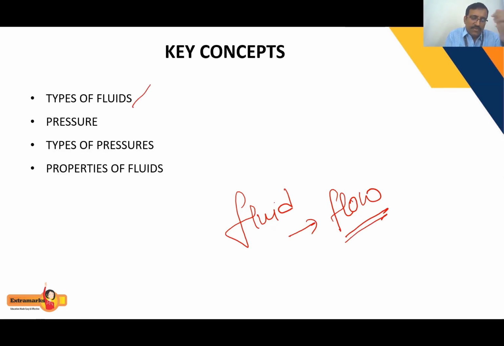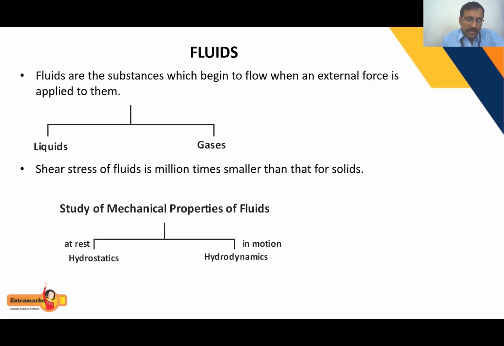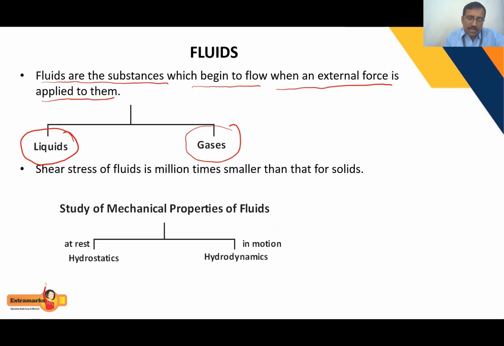Okay, first is types of fluids, and next we are going to discuss pressure and types of pressure and properties of fluids. One by one we will see. Fluids are the substances which begin to flow when an external force is applied to them. So there are two types, as I said, one is liquids and the other is gases. Now one more, shear stress. You have learned this in the elasticity lesson. Shear stress of fluids is a million times smaller than for solids.